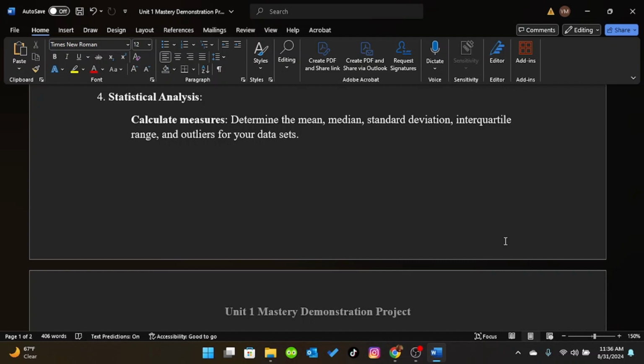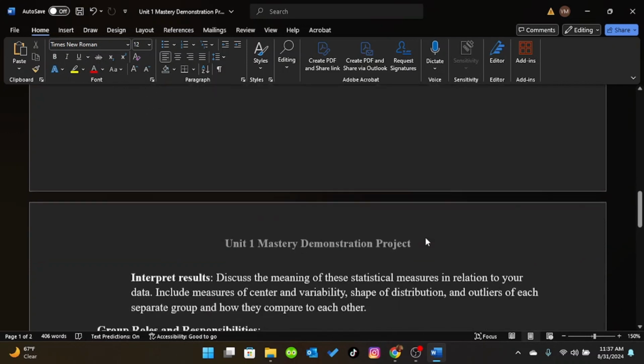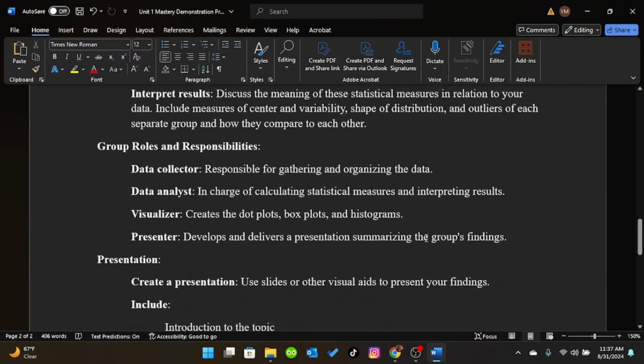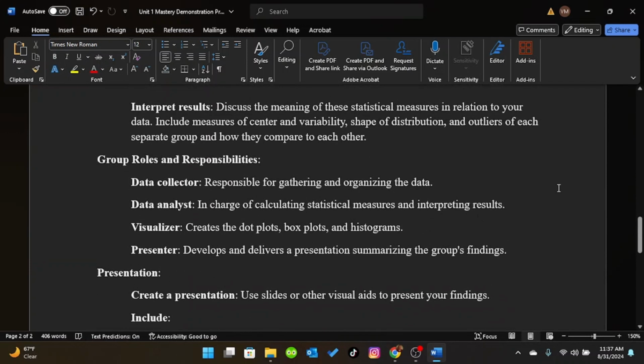And you need to be able to identify whether or not your data has outliers. So that's the 3 key components of your statistical analysis. Once you have calculated those, you're going to interpret the results. You need to be able to discuss the meaning of these stats in relation to your data.